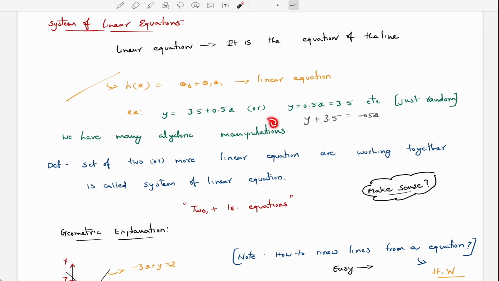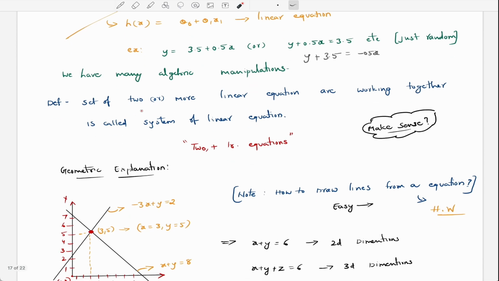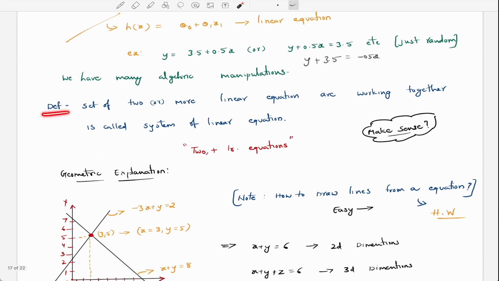We're going to discuss this in just a few minutes. So we have algebraic manipulations, where we are manipulating these values to find another value. I hope you're getting it. Now I'm going to give a formal definition. A set of two or more linear equations working together is called a system of linear equations. So what do you mean by a system of linear equations? It means a set of two or more linear equations.